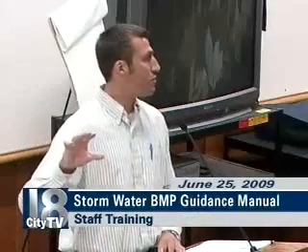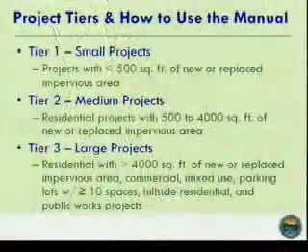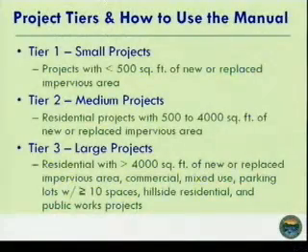Now, fundamentally, the manual funnels different size projects into these various tiers. The first tier are the smallest projects that have less than 500 square feet of new or replaced impervious area. So what is impervious area? That's hardscape around a commercial or residential property. It includes sidewalks, parking lots, driveways, rooftops, areas where rainwater falls and doesn't infiltrate or percolate into the soil. New impervious area is pretty clear: they're constructing new impervious area over what was previously natural, vegetated, or soil area. Replaced impervious area means that you have impervious area that was redone, redeveloped, or replaced.